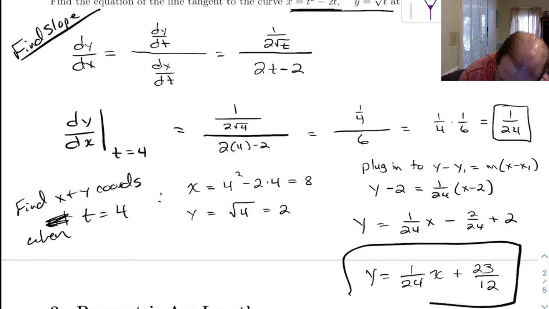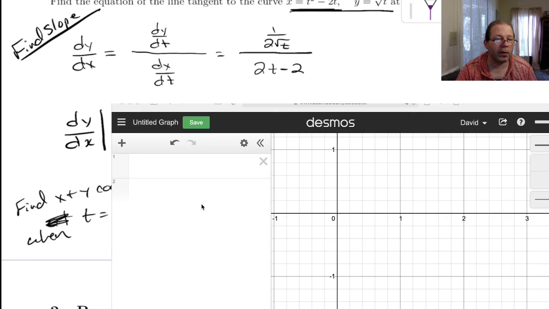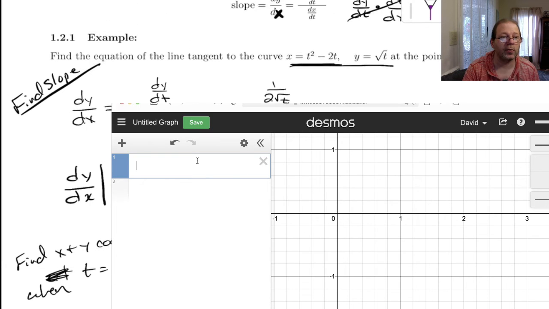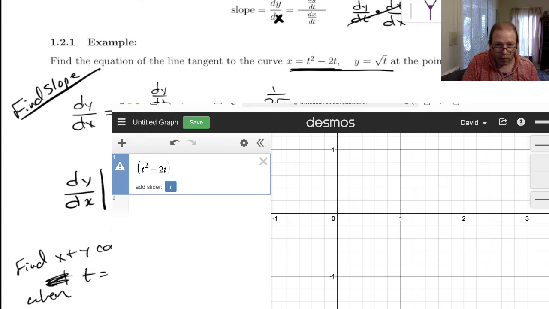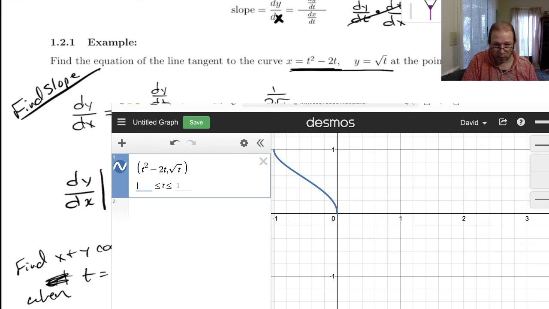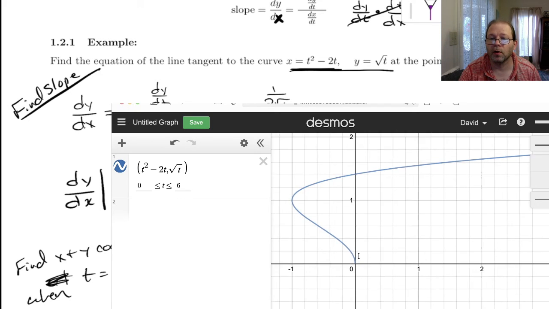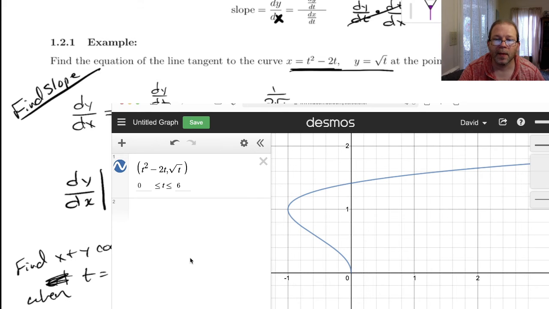And the cool thing with this is you can check your answer pretty easily. I'm going to go over here to Desmos and plug it in. What was my curve to begin with? It was x is t squared minus 2t, and y was square root of t. And I'm just going to put in 0 to, let's say, 6. So we get this funny looking curve.